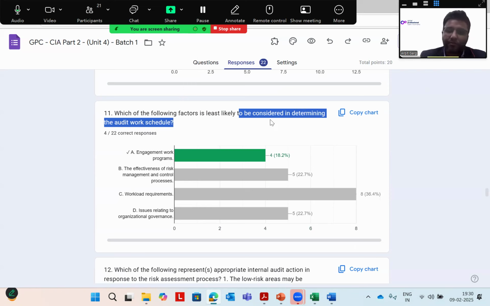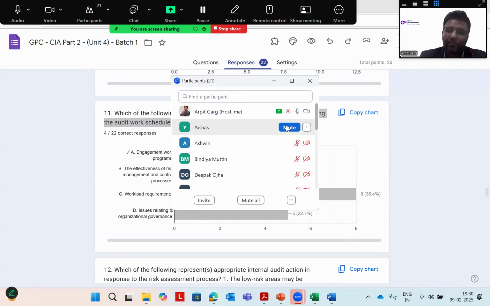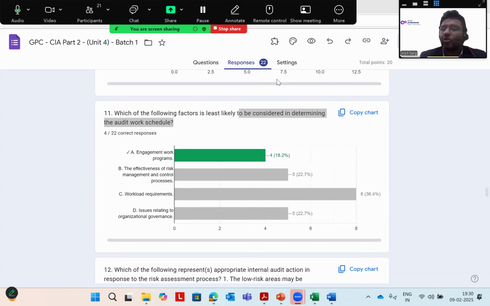Sorry, what is the difference between work program and the workload requirements? All right. So Yashish, I'll throw some light. See, work program is something we will talk about in the later part of the chapter, especially in unit 5. In the next unit, we'll understand what engagement planning is, and within the planning, we'll talk about a work program as a topic.